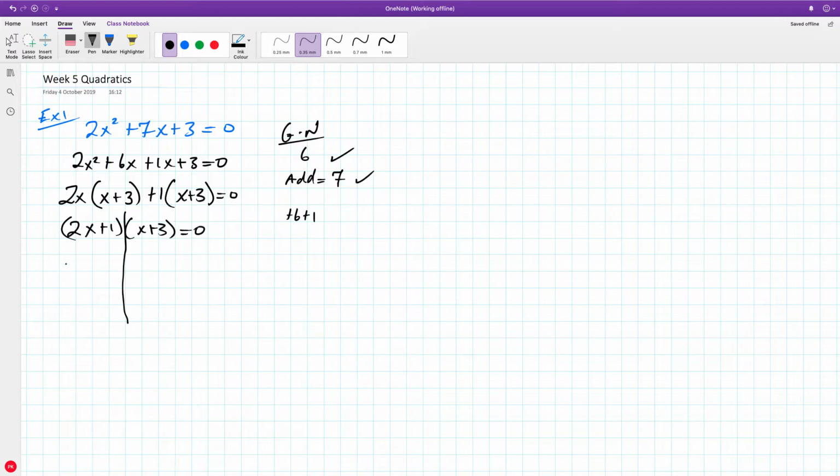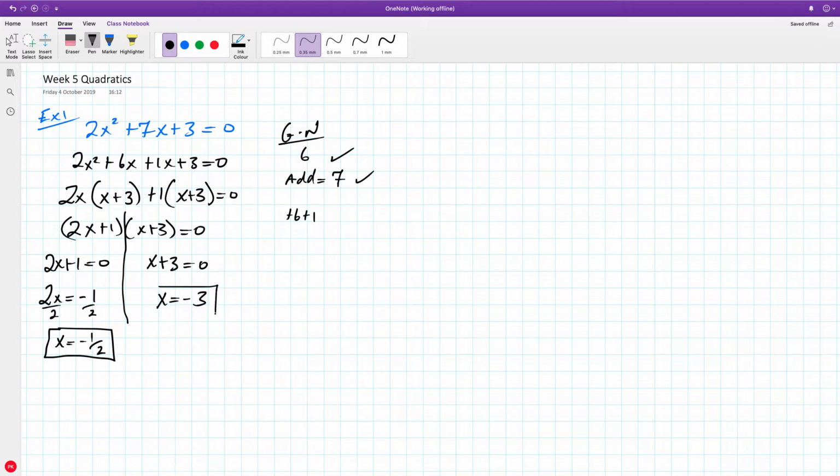Line down the middle. 2x plus 1 is equal to 0. 2x is equal to minus 1. Divide across by 2. X is equal to minus a half. Is that alright? Over here then, x plus 3 is equal to 0. X is equal to minus 3.